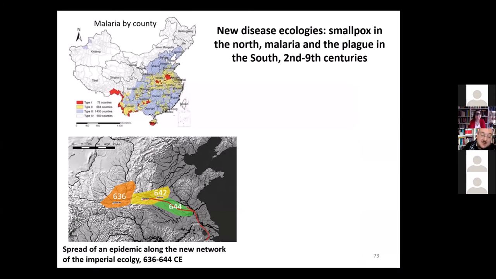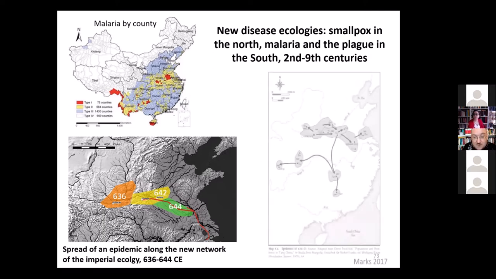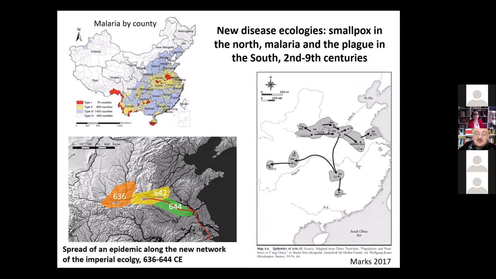However, similar to what we have seen in the Carolingian example, where the increased mobility may have eased the spread of this cattle epidemic, we also have a new connection of disease ecologies between the south and the north of China. Already a few years after the Great Canal was built, we have the first big outbreak of an epidemic from 636 onwards, spreading across various provinces of China.